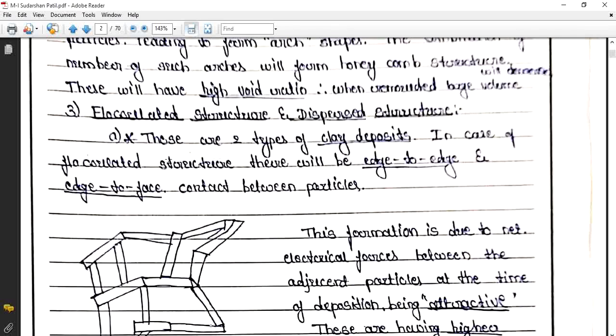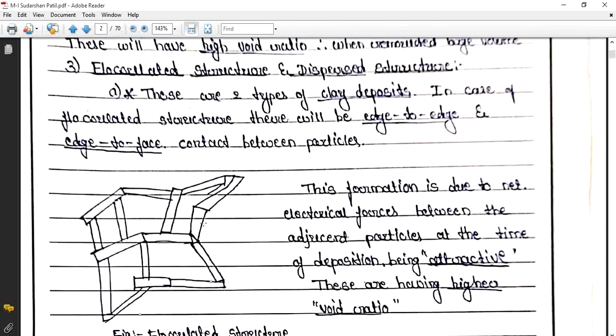There are two types of clay deposits. In case of flocculated structure, there will be edge to edge or edge to face contact between the particles. You can see this is the edge and this is a face. So either the contact will be from edge to edge or else from edge to face, in case of flocculated structure.